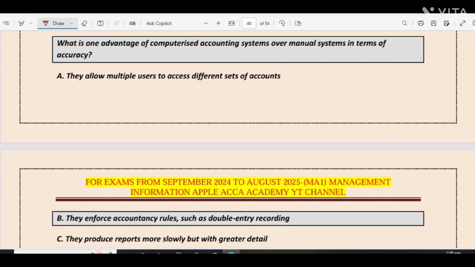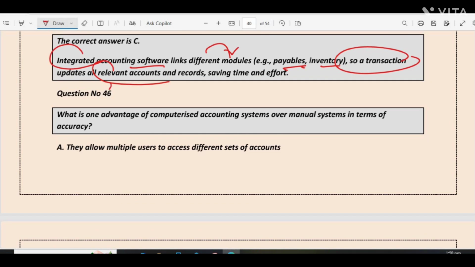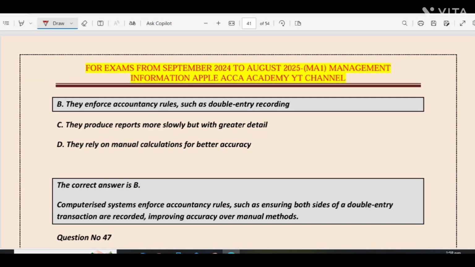Now we have MCQ number 46. What is the advantage of computerized over manual system in terms of accuracy? You have to see this word accuracy. So they enforce accountancy rules such as double entry recording, and that is the benefit over the manual system. So the computerized system enforces accountancy rules such as ensuring both double entry transactions are recorded, giving accuracy over the manual method. Clear?